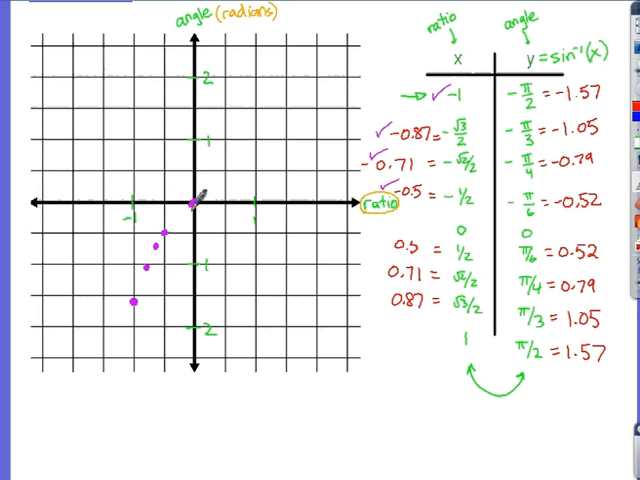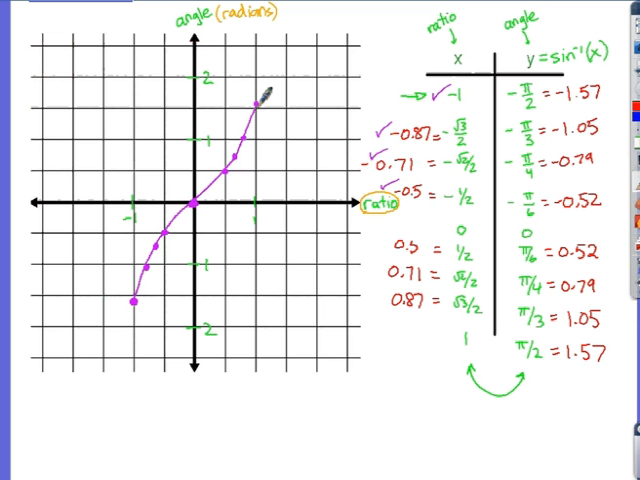Okay, and then the other side is kind of same idea. Yeah, my graph's not very good, is it? 0, 0, and then we go half and half somewhere about here. And then we go 0.71 and 0.79. Something like that, I guess. And 0.87, 1.05. And then finally 1 and 1.57. And there we go. Make a nice smooth curve.